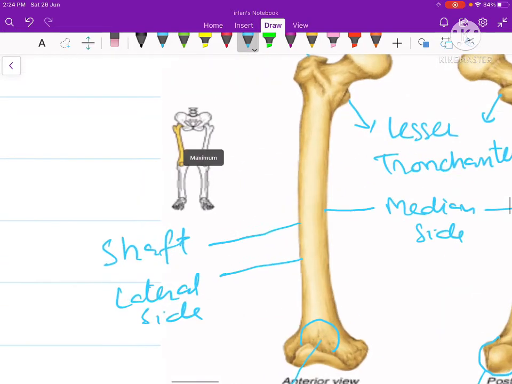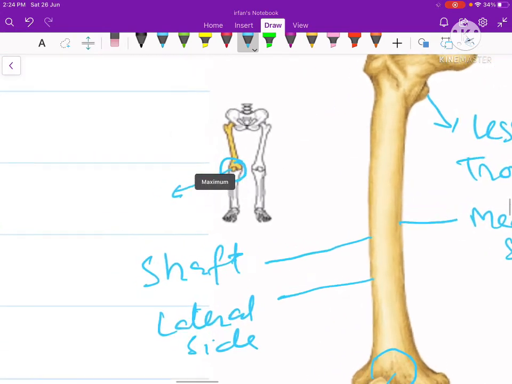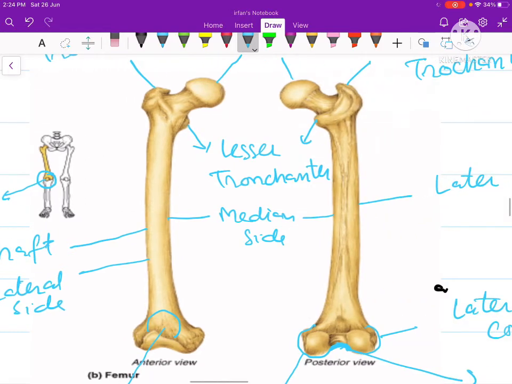So here you can see in this diagram, this is actually the knee joint. The knee joint has this small tiny bone over here. I don't know whether you are able to see this or not. This is the patellar bone, and it is located over the patellar notch of the femur bone. So this was about the femur bone.